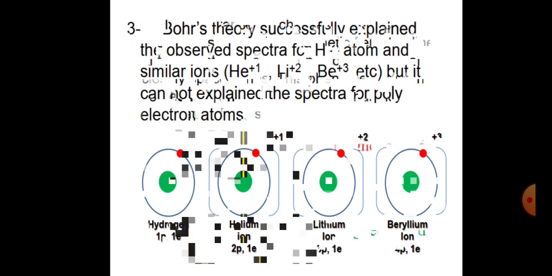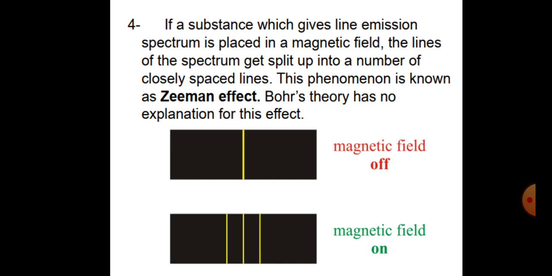poly-electron atoms. If a substance which gives line emission spectrum is placed in a magnetic field, the lines of the spectrum get split up into a number of closely spaced lines. This phenomenon is known as the Zeeman effect. Bohr's theory has no explanation for this effect.